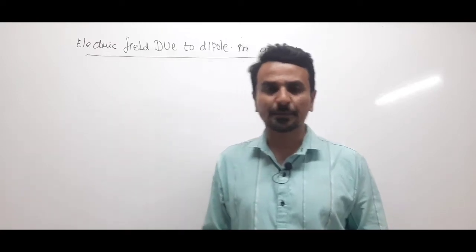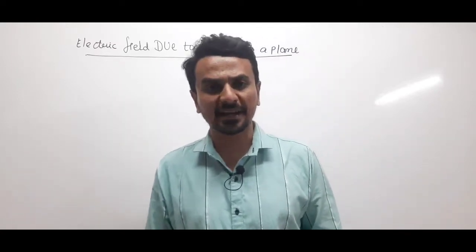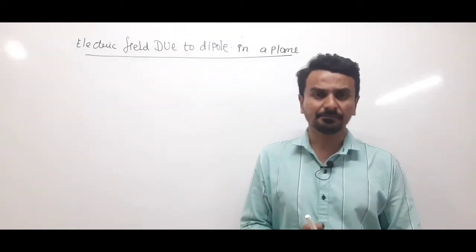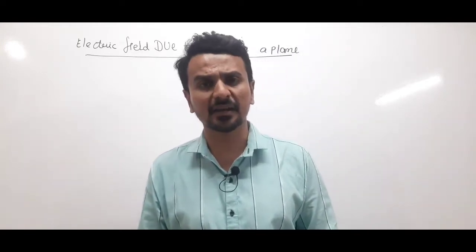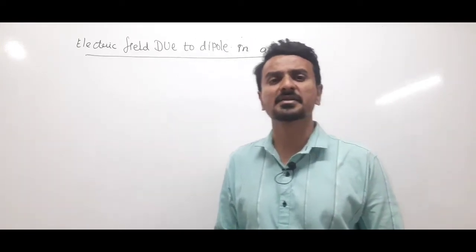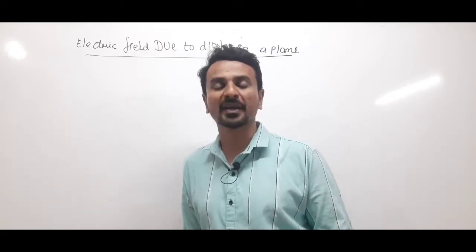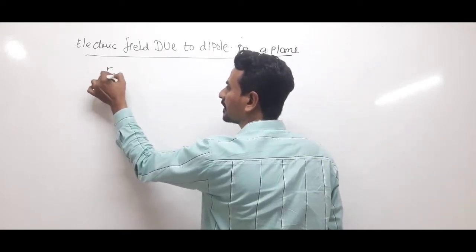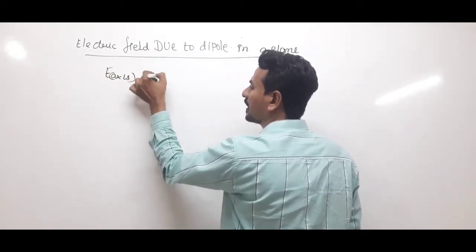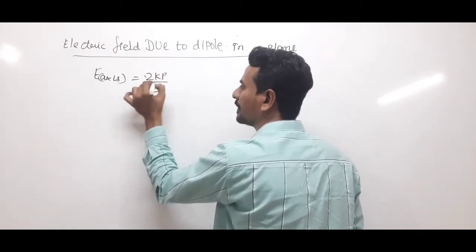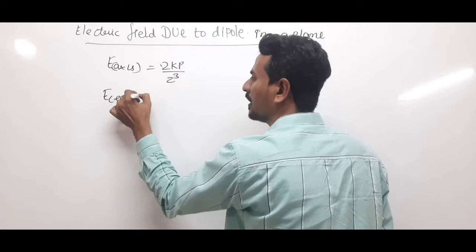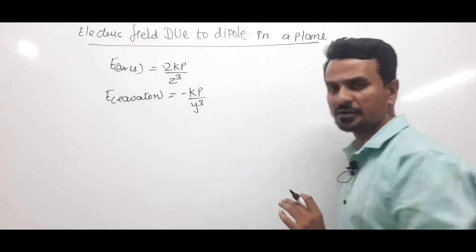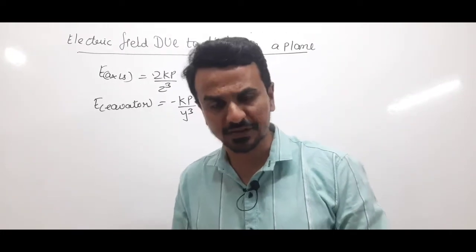Students, in the previous lecture we discussed the electric field due to a dipole along the axis and along the equator. It was found that the electric field due to a dipole at a far away distance varies as 1 by r cube and not as 1 by r square. The electric field along the axis for a short dipole is 2kp by z cube, and the electric field along the equator was minus kp by y cube. Of course, we had discussed 2 to 3 MCQs also based on this topic.